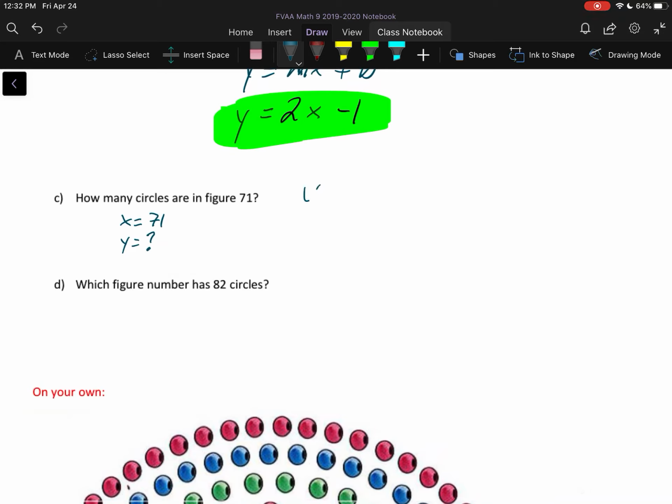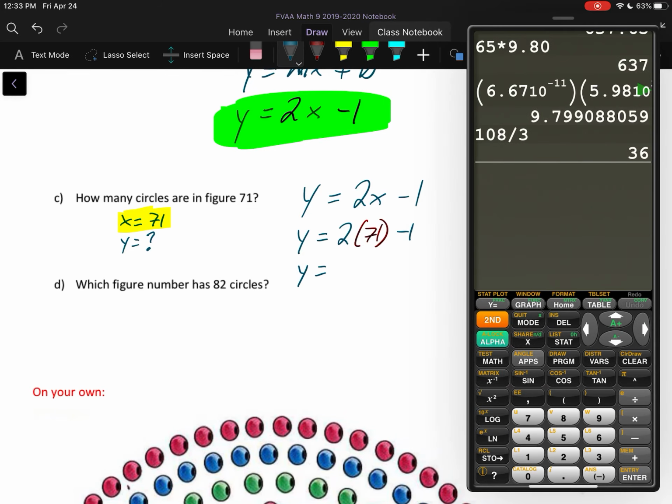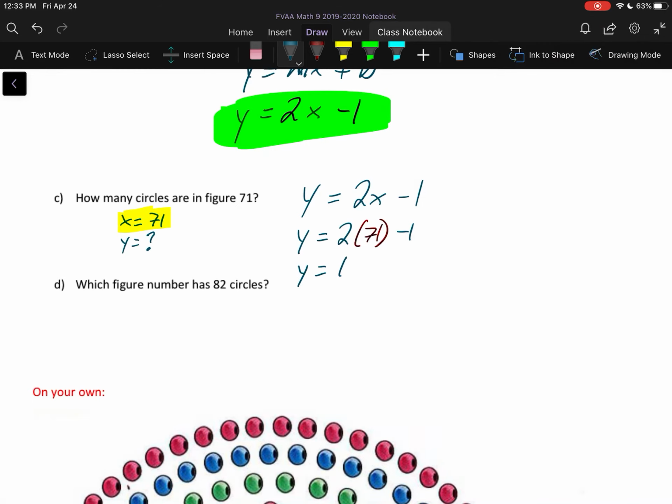So I start with my equation, y = 2x - 1, and I'm going to substitute what I know x is equal to in the place of x. So y = 2(71) - 1, and 2(71) - 1 is equal to 141. So there's going to be 141 circles in the 71st figure. And I'm so happy that I didn't have to draw those all out to find that answer. I was just able to use my equation.